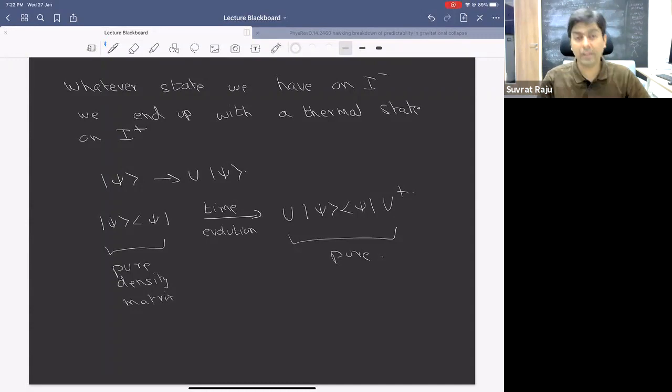Now, the reason it's a sign of the fact that one has lost information somewhere along the way is because you can always think of a mixed state as arising by starting with a pure state in a large system and by throwing away some information. If you think of a mixed state that way, the fact that you started with a pure state on Scri minus, which had all information about the system, there was a wave function which had all information about the system.